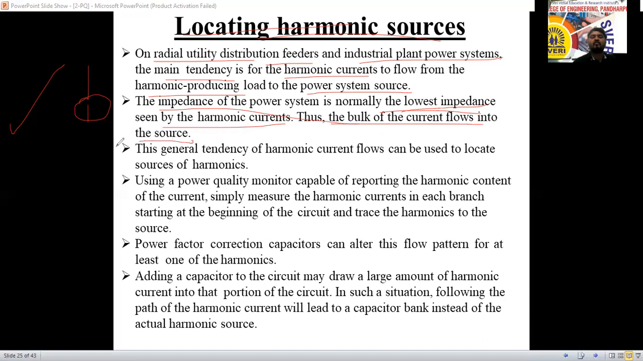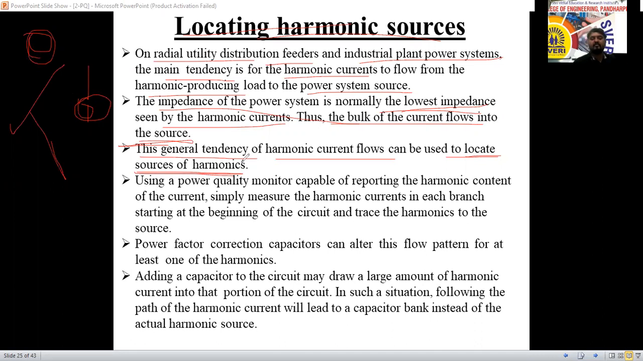Very high current will flow towards the source, towards the generation side or transmission side. Source we are going to call that one. This general tendency of harmonic current flow can be used to locate the sources of harmonics. We are going to identify where the harmonics are going and from where they are produced.